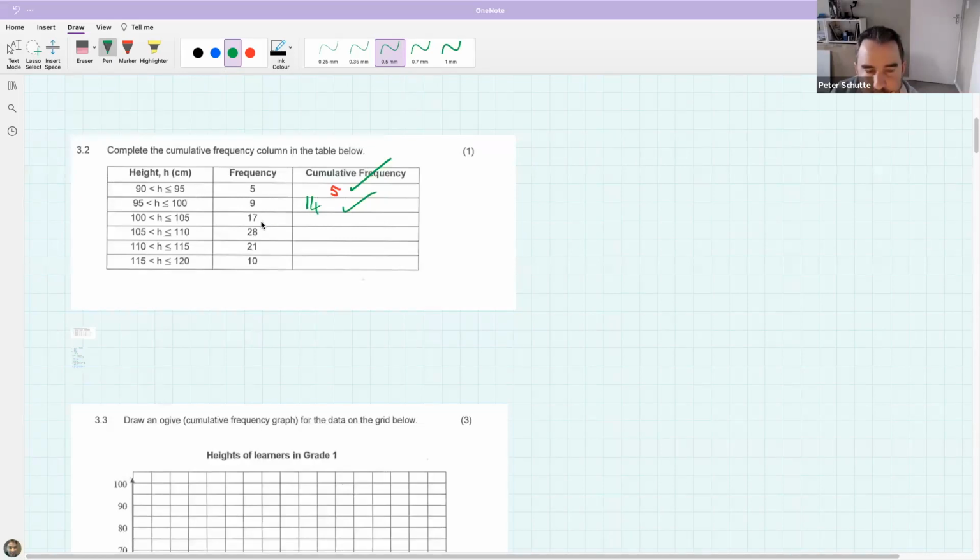Now I need 17 more who come in the next interval. So I add 7, I get 31. And what that means is 31 people are less than or equal to 105 centimeters. Let's see if you can figure out the next 3 by yourself.